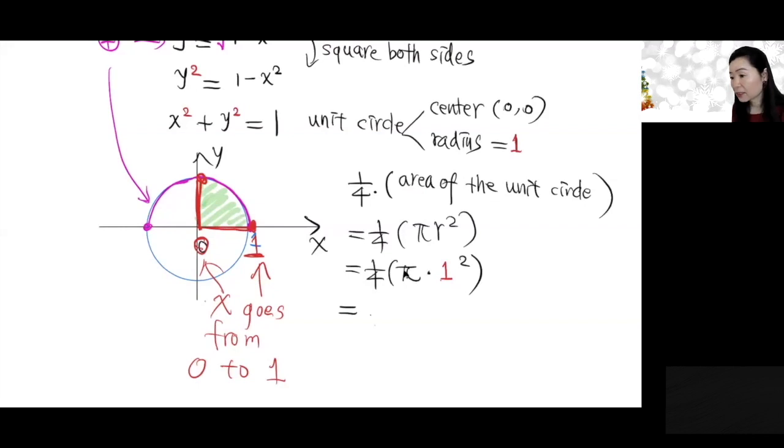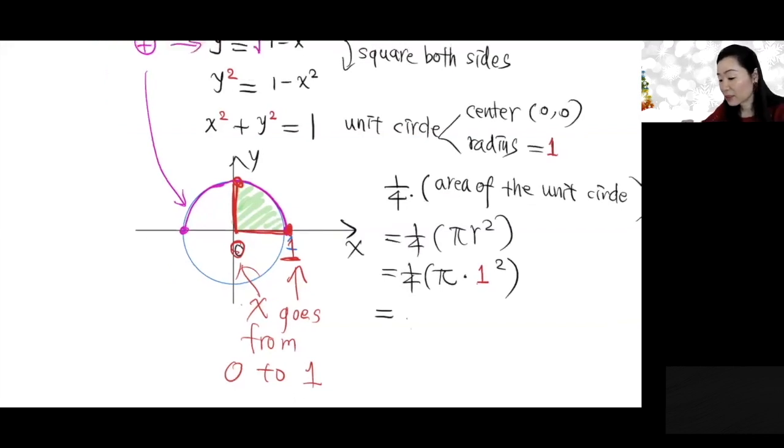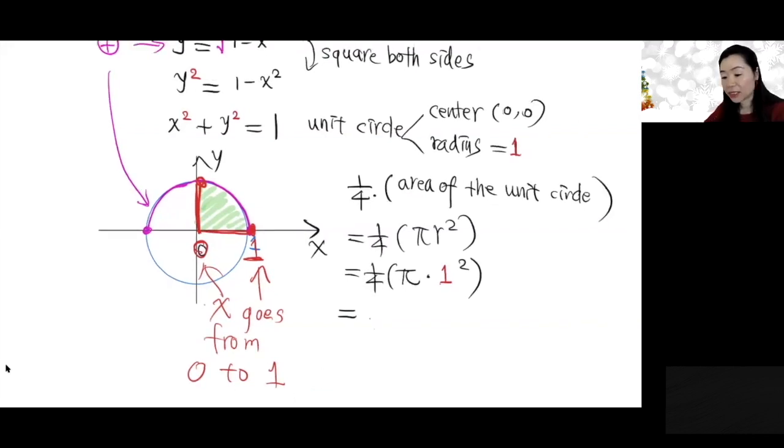So the area for this unit circle, are you guys able to see my screen? Okay, let me see if I can see this. Yeah, you guys see it, okay?